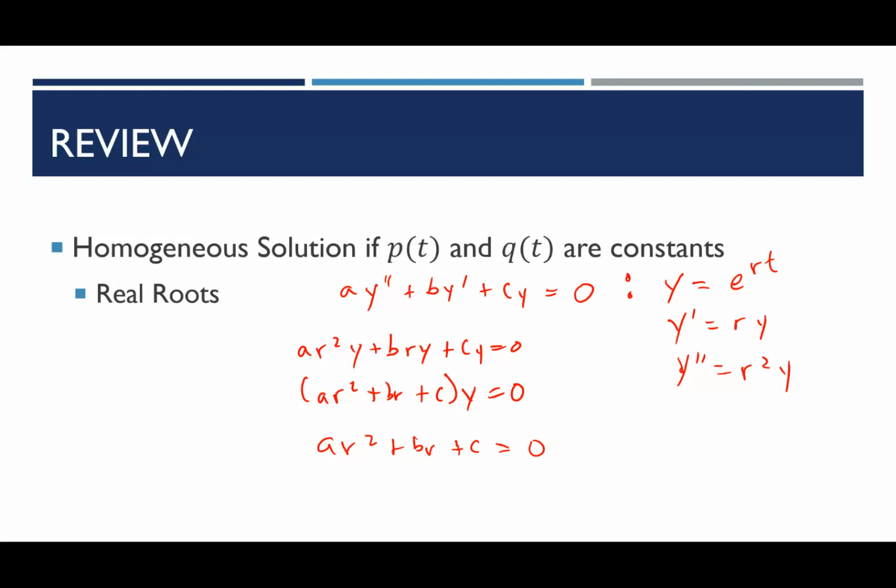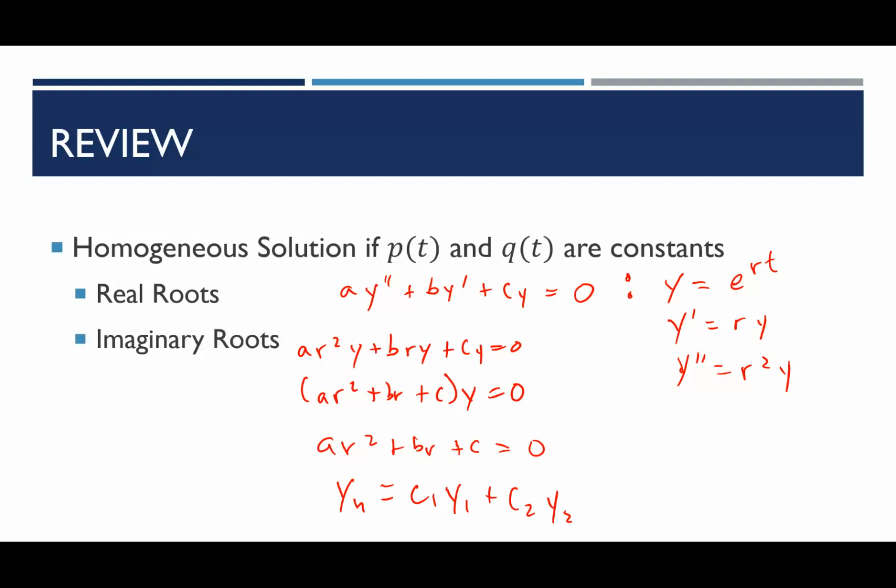Second order, you have 2, one for each order. So you're going to have 2 roots, and then your homogeneous solution is just a linear combination of those two. Your textbook uses some different nomenclature than I used. What I remember is y homogeneous is equal to C1 y1 plus C2 y2, where y1 and y2 were e to the r1t and e to the r2t. So that's how we did it if we had real roots.